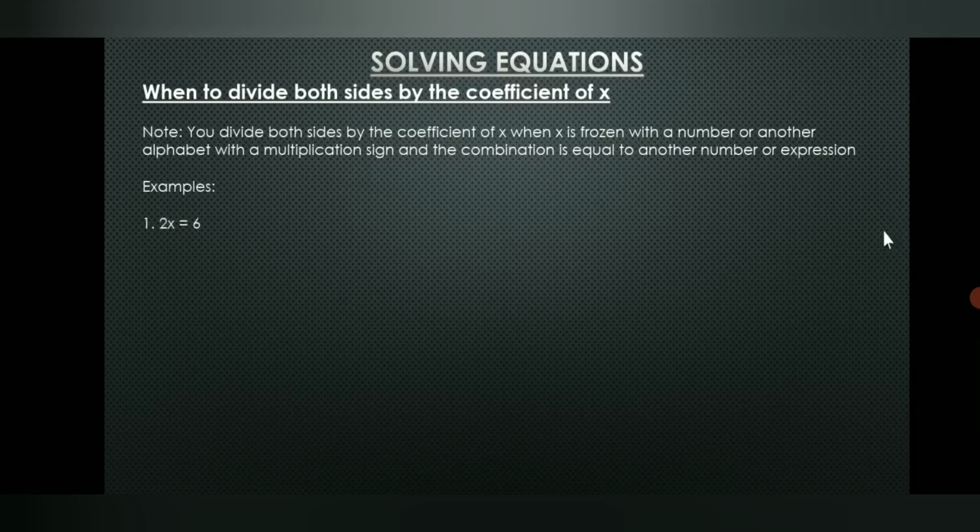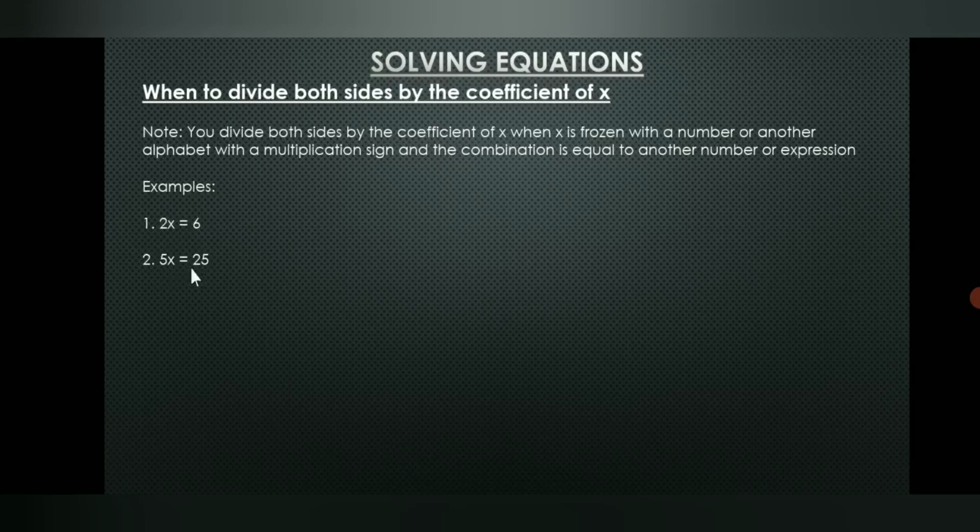Now look at examples. We have 2x equals to 6. Because x has a coefficient which is 2 and is equals to a number, we can divide both sides by the coefficient of x. Sometimes it could be equal to an expression such as, let's say, 6 plus m or some other expressions, okay? So for you to divide both sides by coefficient of x, it must be in this format. Take note of this format. It must be exactly like this.